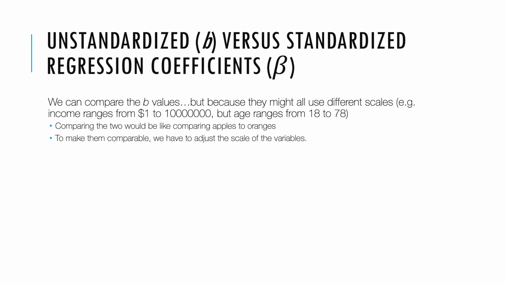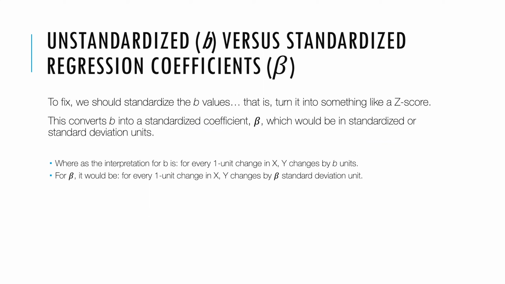But to make them comparable, we have to adjust the scale, making them all similar. And we do that by standardizing these coefficients. We standardize the b-values. That is, we turn them into something like a z-score. This would convert our b to a standardized coefficient, beta, which would be in standard deviation units. So whereas the interpretation for b is for every 1 unit change in x, y changes by b units, for beta, it would be for every 1 unit change in x, y changes by beta standard deviation units.